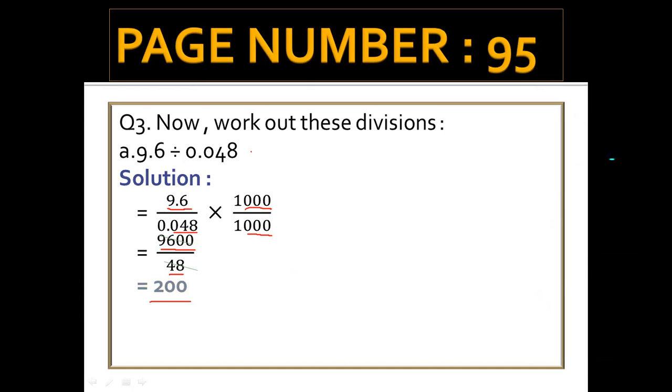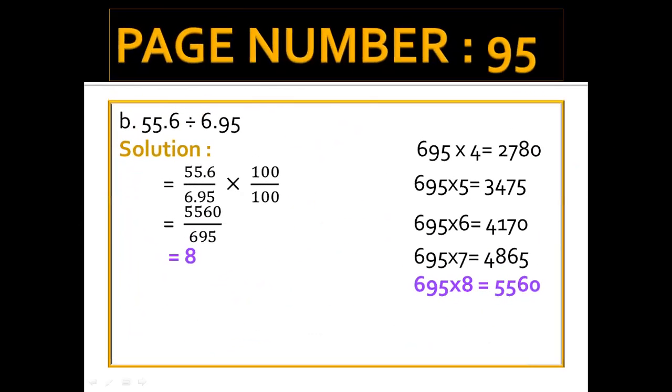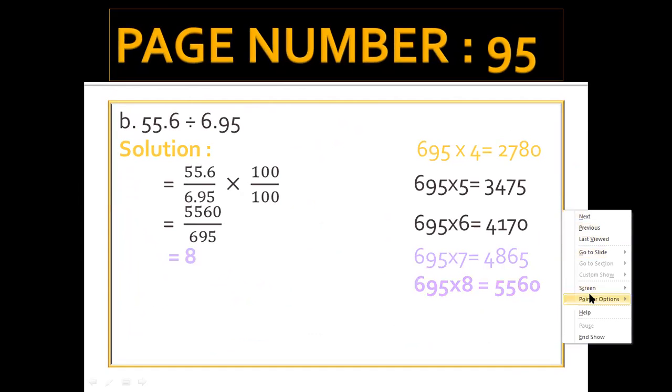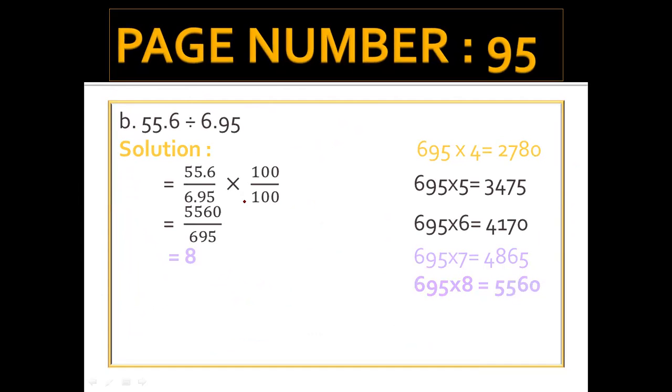55.6 divided by 6.95. Same, the problem is in the denominator: 1 digit in the numerator, and in the denominator 2 digits are after the decimal. It means that what will we do? Good. We multiply and divide it with 100. 55.6 multiplied by 100 and 6.95 multiplied by 100.